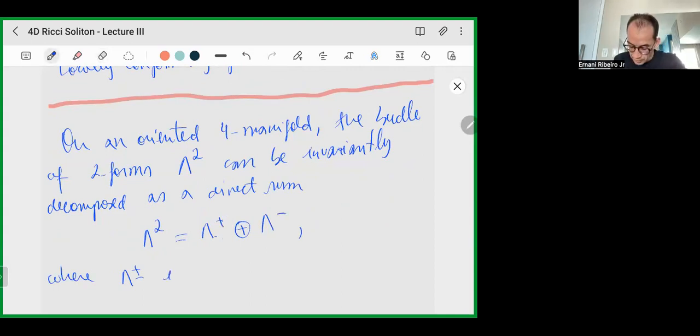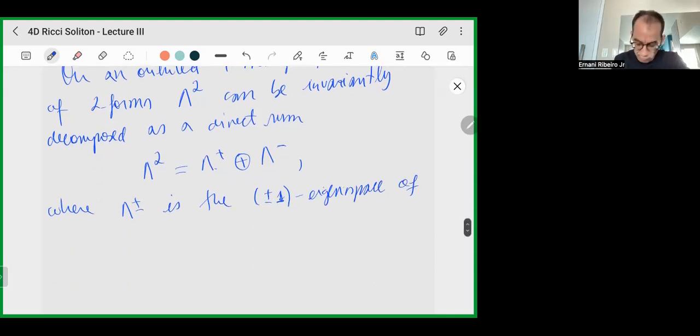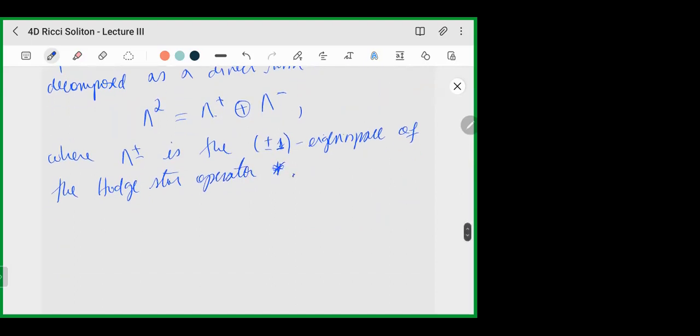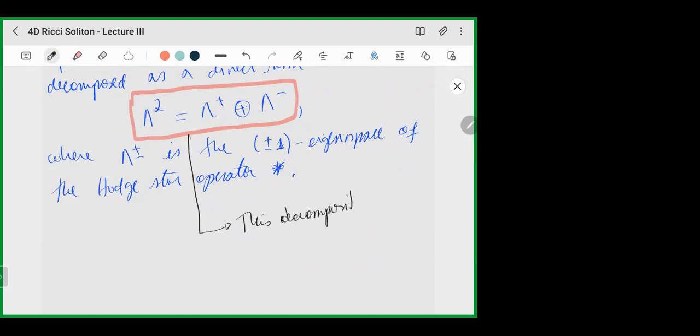These, lambda plus and lambda minus, are the corresponding eigenspaces of the Hodge star operator. Okay, this is the decomposition. It's very important in dimension four, a very useful piece of information. One interesting fact is that this decomposition is conformally invariant. If you take another metric conformal to the initial metric, this decomposition is invariant under this change of metric.